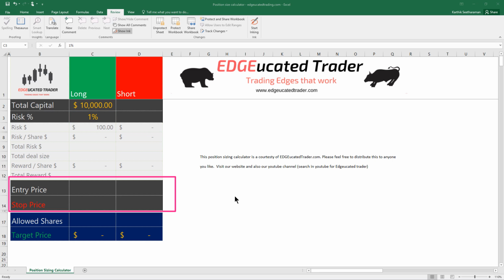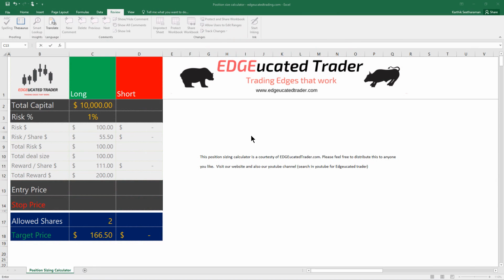The second area where you would input information is denoted in a pink rectangle. This area is where you would enter the entry price and stop price of every trade that you take. So this area will be used for every trade, whereas the first one, the total capital and risk percentage, would be used from time to time.